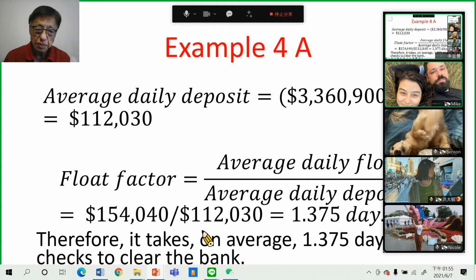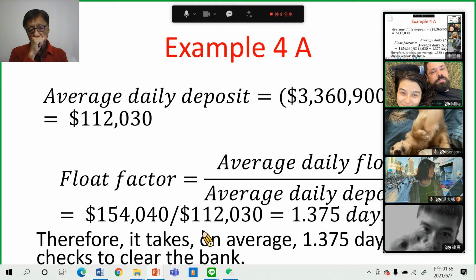I'll do it. So what we're going to do here is take the average daily float, as per the formula, 154,040, and divide it by the product of 3,360,900 divided by 30, which gives 112,030. We divide 154,040 by this number, which gives us 1.375. So this will be the float factor.